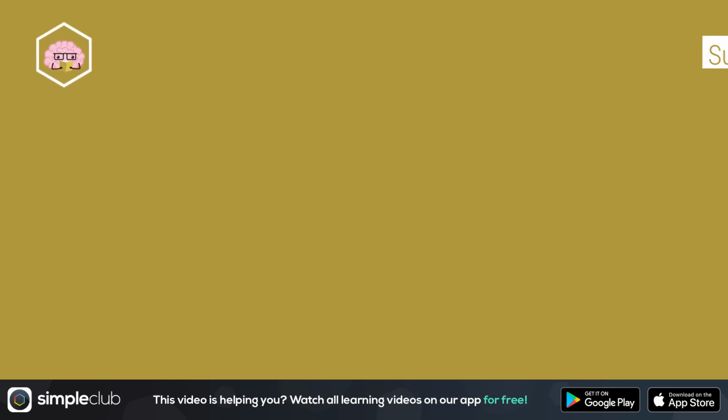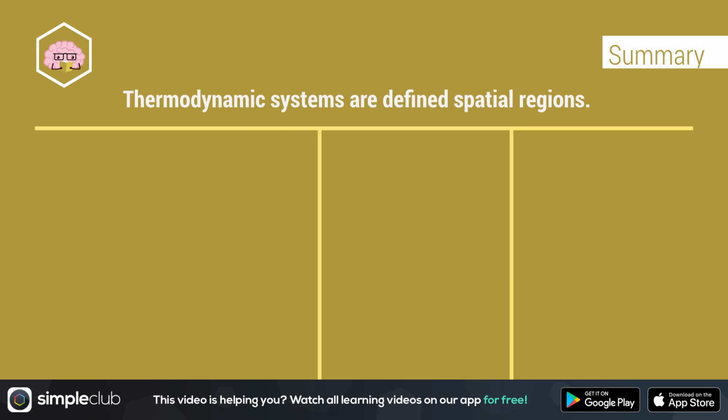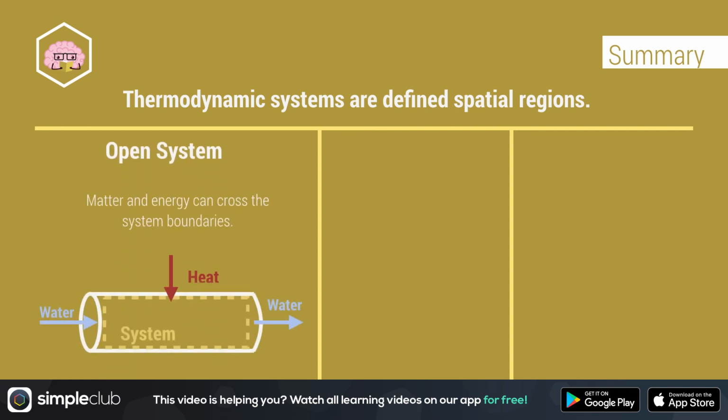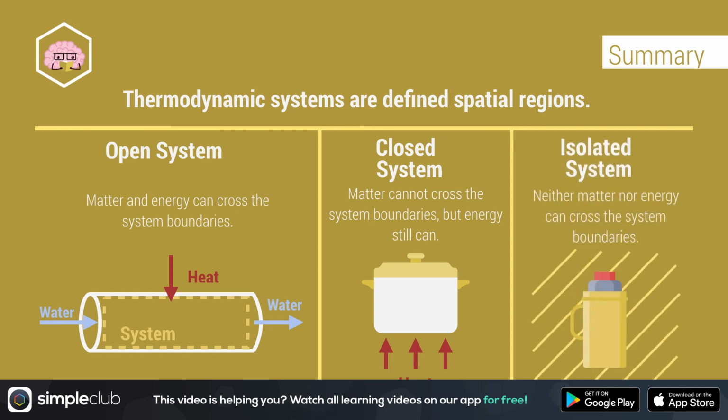Okay, let's sum it all up. Thermodynamic systems are defined spatial regions. These systems then also have a system boundary that is in contact with its surroundings. We've also gone through the three main types of systems. There are open systems where both matter and energy can enter and leave the system. Then closed systems, which only let energy cross the system boundary. And isolated systems where neither can cross the boundary.